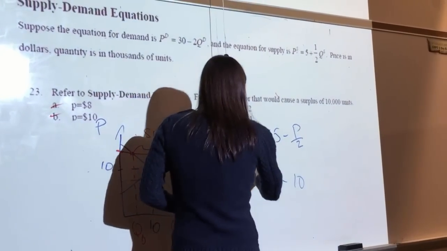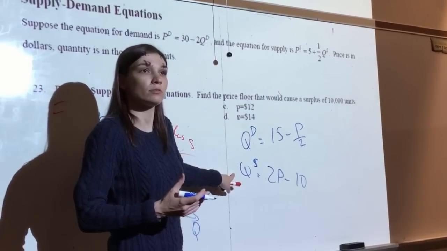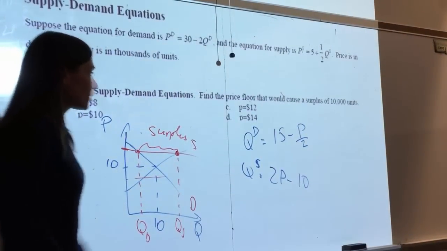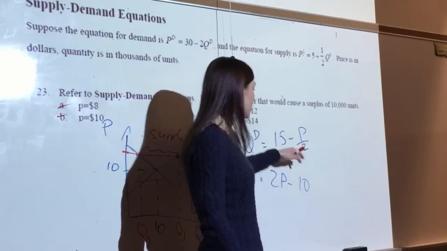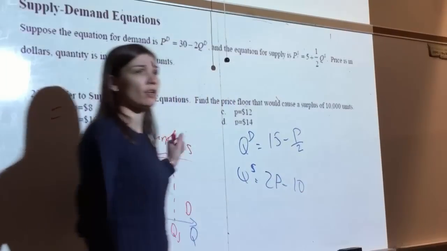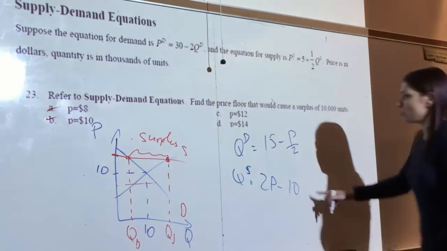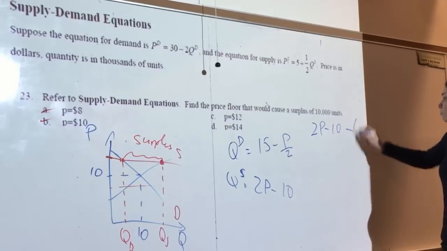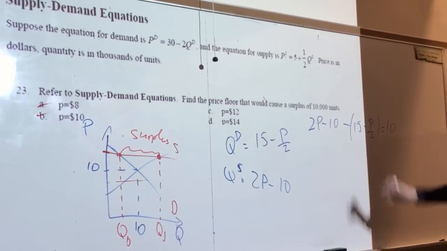Alright. So I know that the quantity supplied minus the quantity demanded needs to be 10,000. Or, in this case, it needs to be 10, because all of those are in thousands. So I can just set that minus that equals 10. Solve for P, and that's going to give me the price for it. That's all there is to it. So quantity supplied is 2P minus 10, minus quantity demanded, which is 15 minus P over 2, equals 10, because that's my surplus.